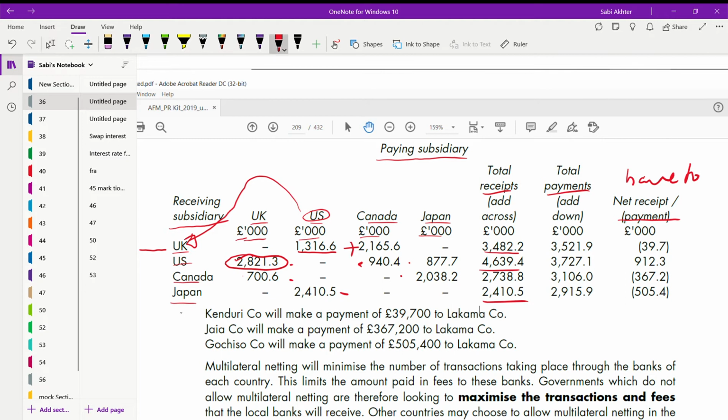You are adding this and this, then you are getting this payment. You are adding this and this one. This and this, you are getting this one. Deduct your payment from receipts and you are getting this. If the payment is more, keep your net payment in brackets, so you know that it's a net payment.